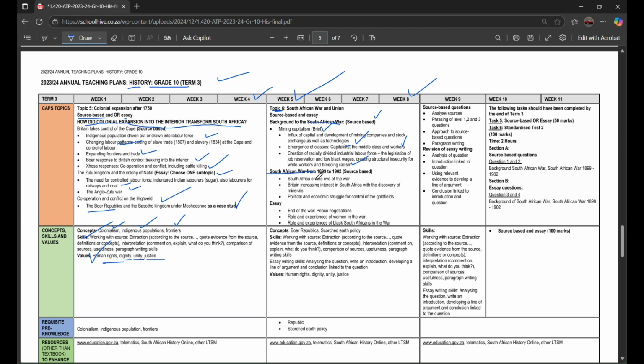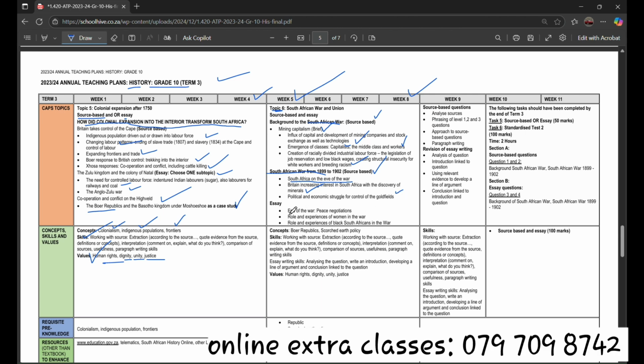You're also going to learn about the South African War from 1899 to 1902, which is going to be source-based, and it focuses on South Africa on the eve of the war. Britain's increasing interest in South Africa with the discovery of minerals, and the political and economic struggle for control of the gold fields. Within the essay, there's going to be the end of the war, peace negotiations, the role and experiences of women in the war, and the role and experiences of black South Africans in the war.